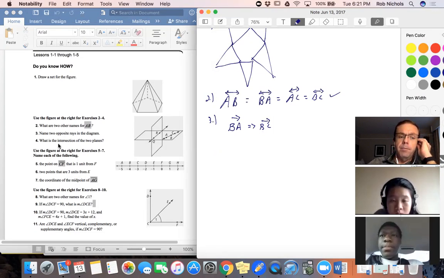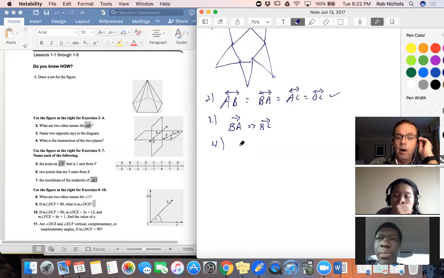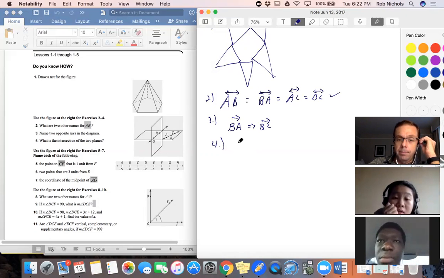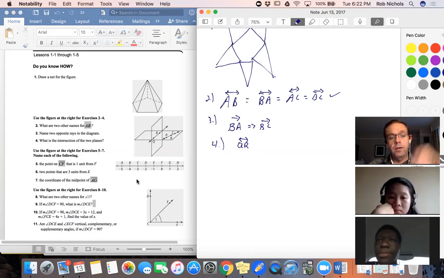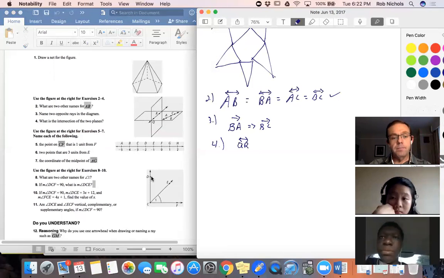All right, number 4, what is the intersection of these 2 planes? We already said that they intersect at a line, so what would you call the intersection? RQ. Yep, and more specifically, we say line RQ, and we put a little line on top, and that's it. So you guys are acing this, as if I gave you a little quiz on this.